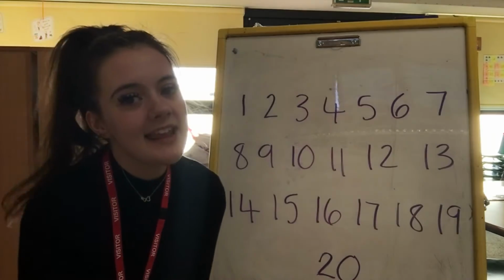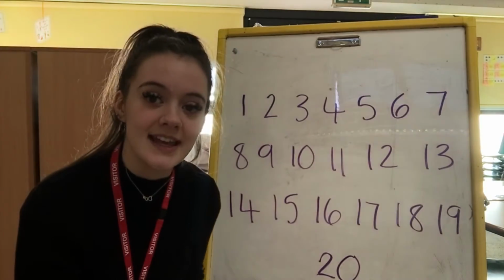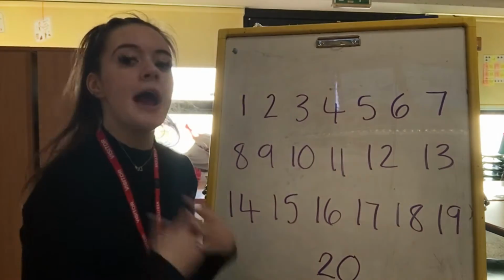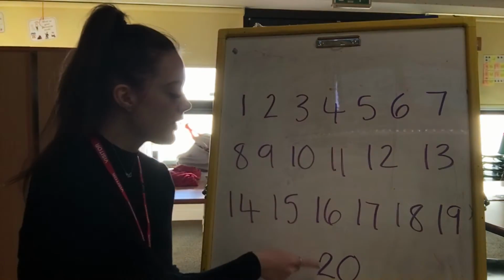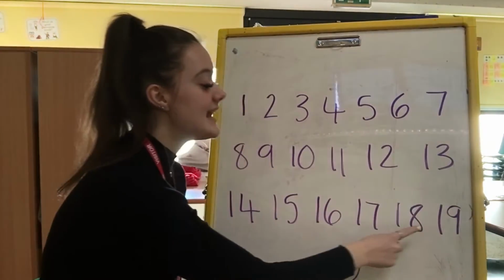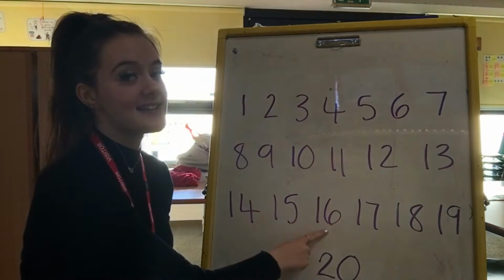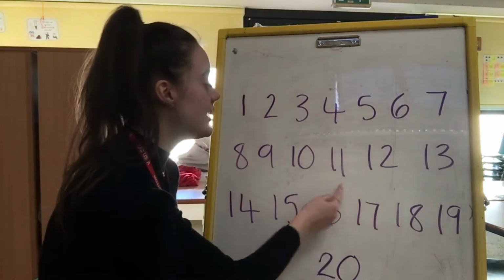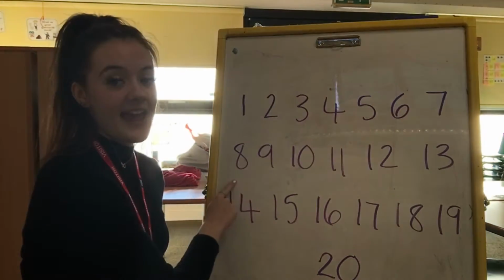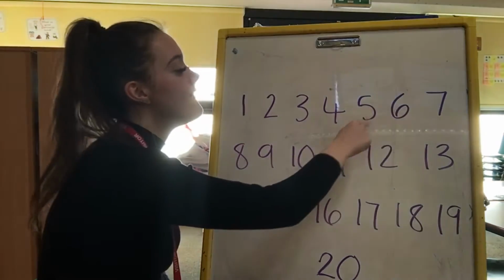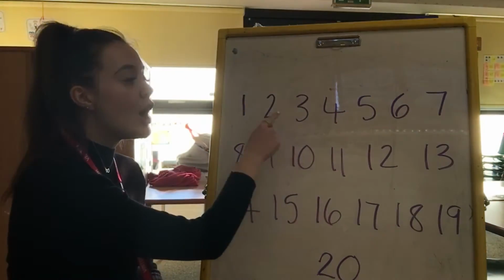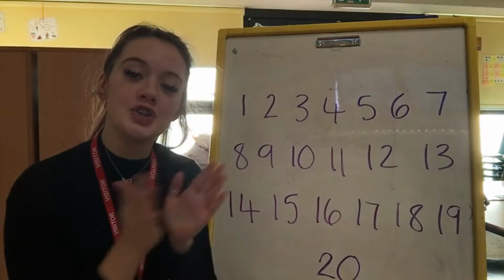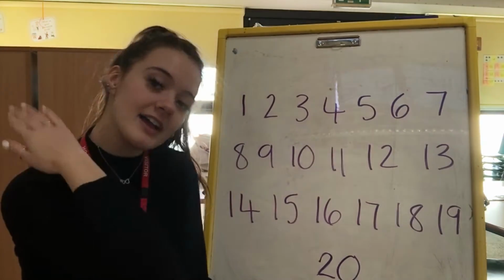Okay, do we think that we can count back from 20? Do you think we can count backwards? I do as well. Let's do it together. Are we ready? Voices ready, nice and loud. 20, 19, 18, 17, 16, 15, 14, 13, 12, 11, 10, 9, 8, 7, 6, 5, 4, 3, 2, and 1. Amazing. Well done. Give yourself a clap and a pat on the back. Super work.